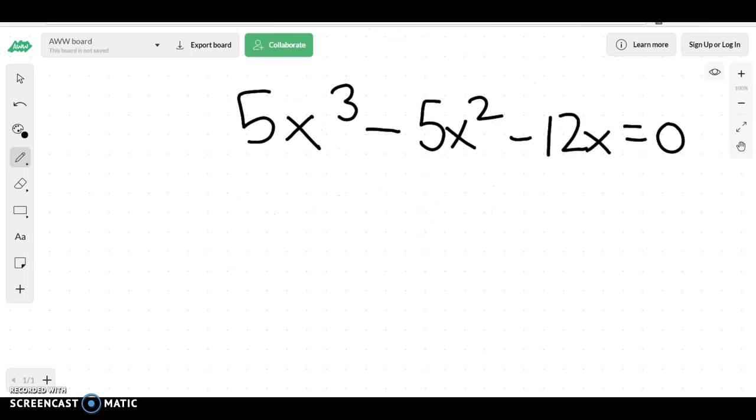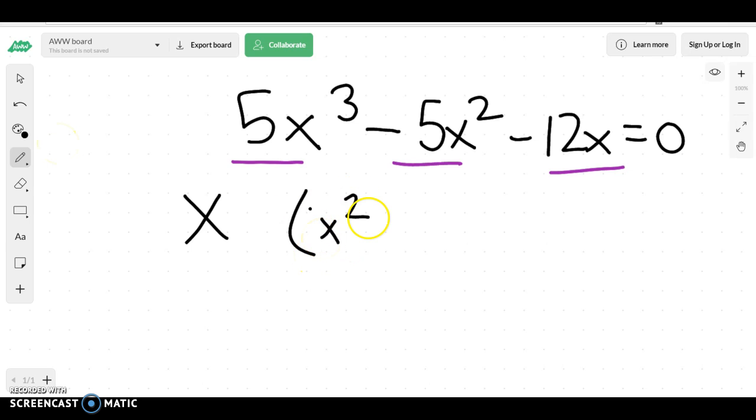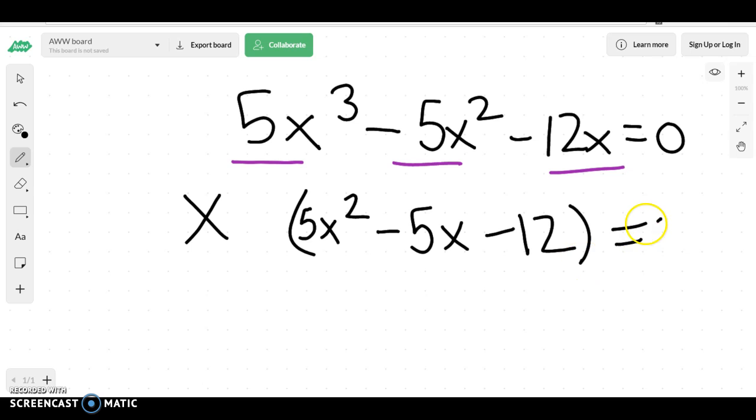Let's try another one. When I look at this one, I want to ask the same question. What could I factor out of it? And the answer is, you could factor out an x. Now you might want to just say 5x, but that's not true, because not all of these things are divisible by 5. So this would become x times 5x squared minus 5x minus 12 equals 0.